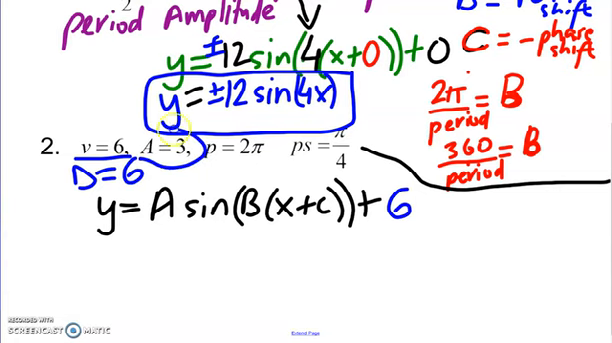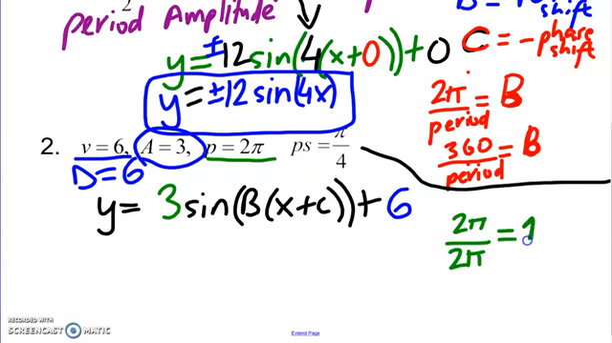Then I have an A value that's just given to me, and that is 3. So let's erase this and write down 3 in its place. Okay, now we have a period of 2 pi. So 2 pi divided by, our given period is 2 pi. 2 pi divided by 2 pi is just 1. So in place of b here, I can write 1.